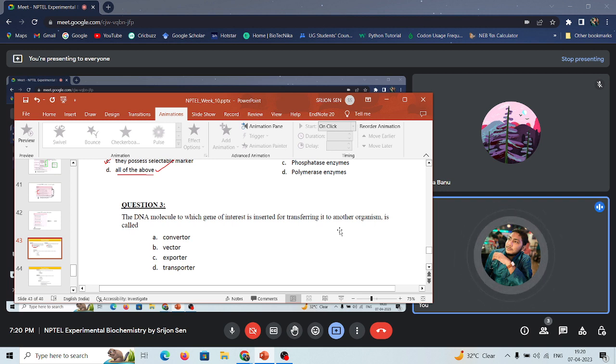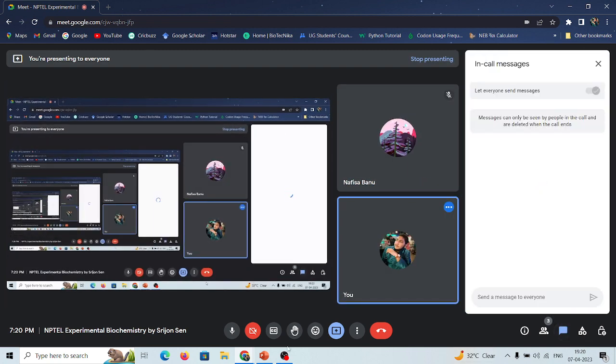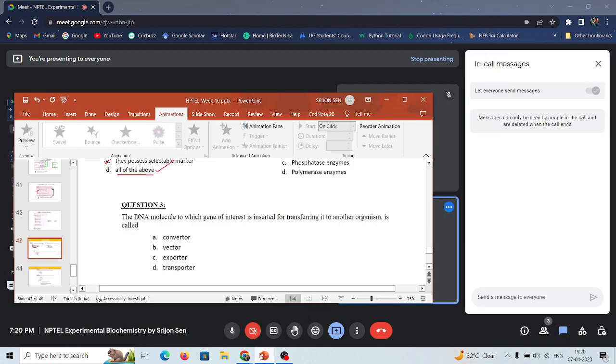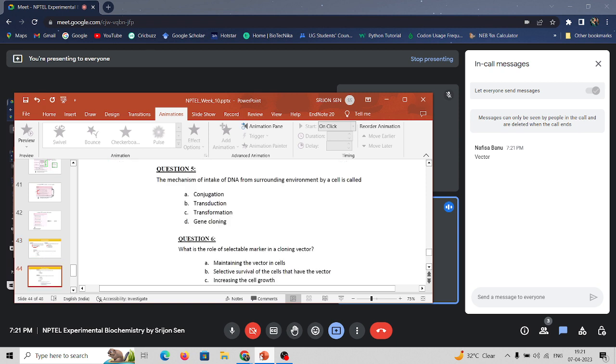The DNA molecule to which the gene of interest is inserted for transferring it to another organism is called. What do you think is the answer? You can write it down in the chat box. Yes, that is correct. So 3B is the right answer. We call that the vector.